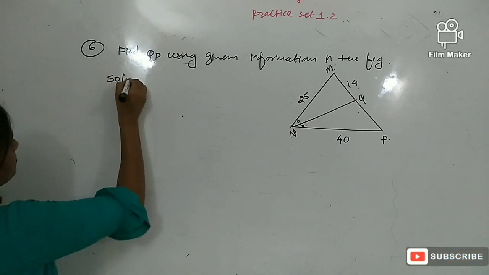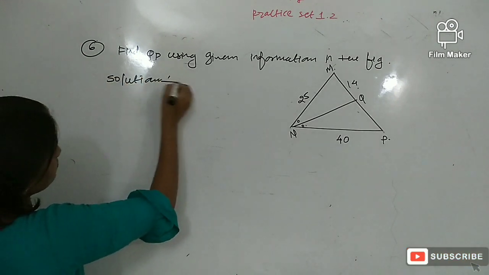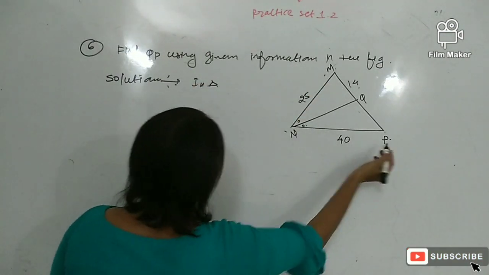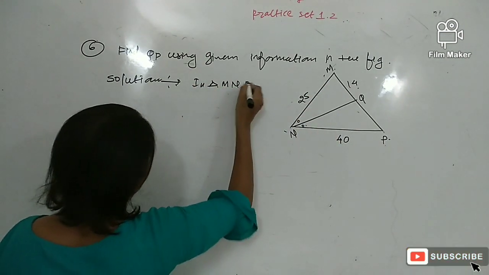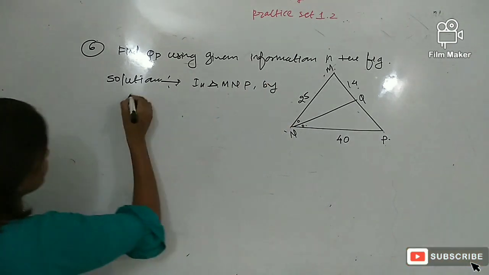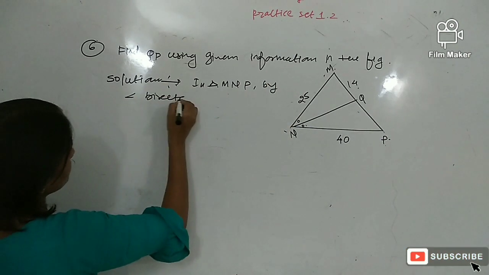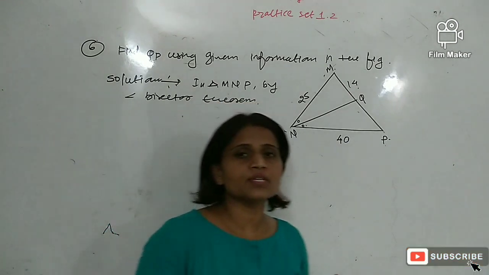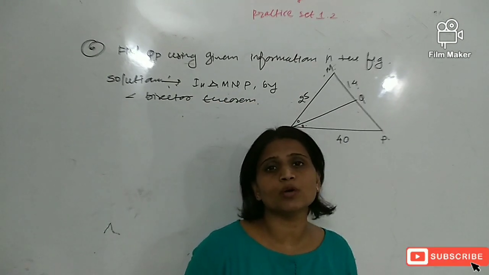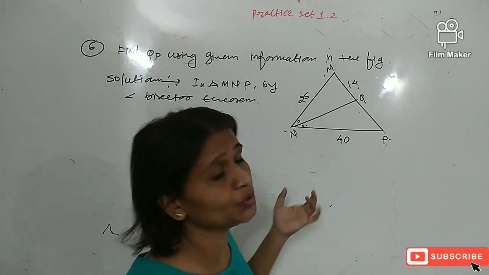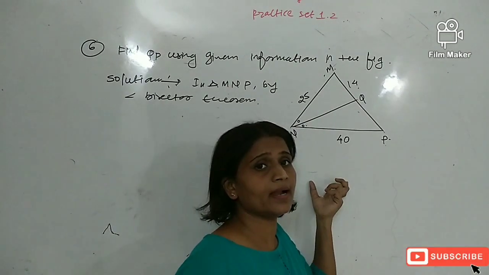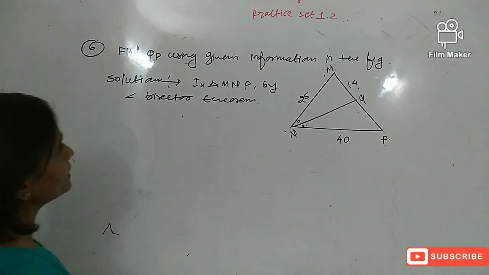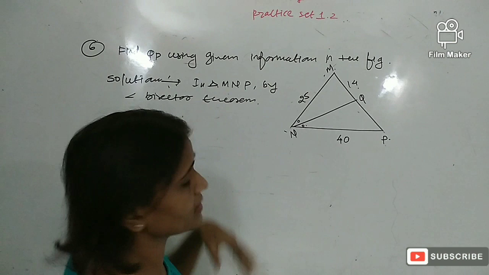So, solution: in triangle MNP, by angle bisector theorem. First decide which theorem you have to apply, which theorem you can use in the problem, and then write your solution. So in triangle MNP, by angle bisector theorem.